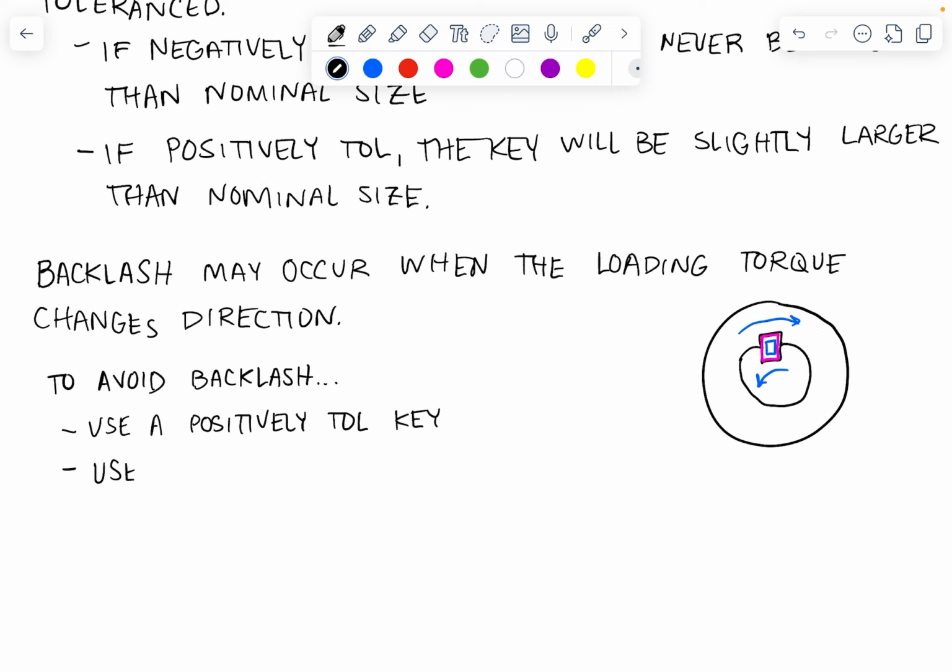And another option that similarly can help reduce negative effects of backlash is to use a set screw to secure a negatively toleranced key.